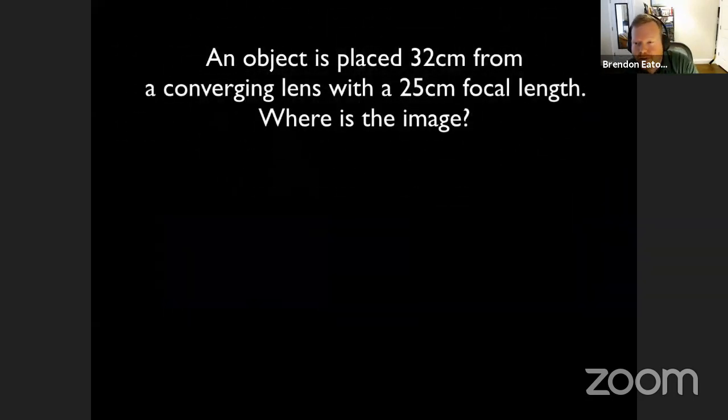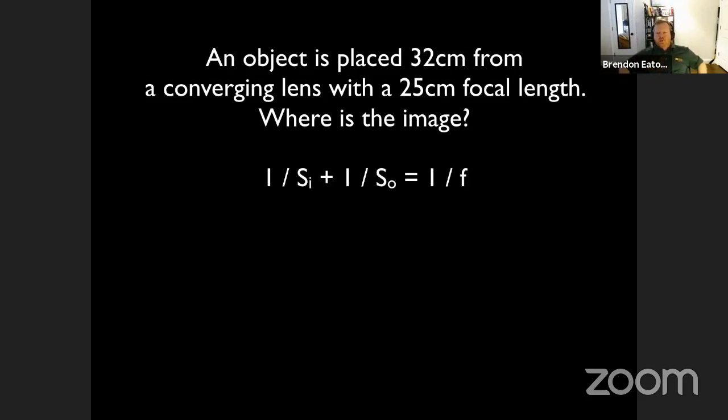And we have a practice problem for you. Example problem, I guess. Okay, an object is placed 32 centimeters from a converging lens with a 25 centimeter focal length. Where is the image? We need to start with the thin lens equation. So 1 over distance of the image plus 1 over distance of the object has to equal 1 over the focal point. So in this case, we're trying to solve for SI.